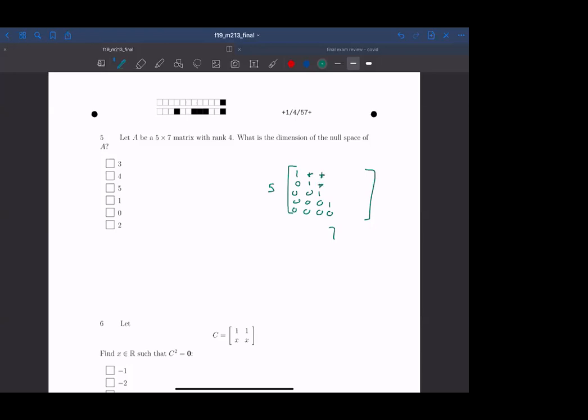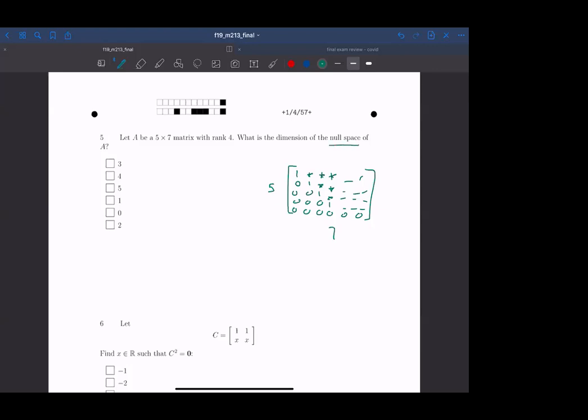Anyways, I don't know what's going to go in these spots, and it doesn't really matter. But I want to write down that I have these pivots here just so I can keep track of what's going on. So what is the dimension of the null space? Oh, this is actually easier than I thought; I didn't really need to do all that work. We're asked to find the dimension of the null space.